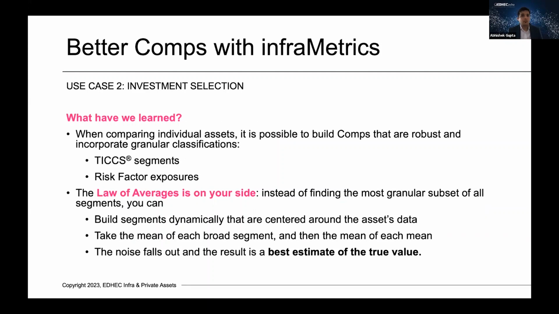Yes, so just to recap, what have we learned in use case 2? When you compare individual assets, it is possible to build comps that are robust, incorporate granular classifications, which look at the TICCS characteristics, geographies, risk exposures, and so on. And the law of averages, in fact, works in that instead of finding the most granular subset of all segments, you can find dynamic segments that are truly driven by the characteristics of your assets. So it's a bit more granular than looking at a broad sample overall. You take the averages of averages across these segments, and noise basically gets cancelled out. So you are left with the best estimate possible for that asset.